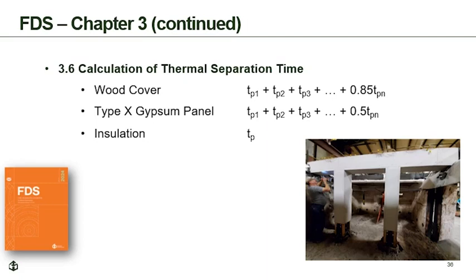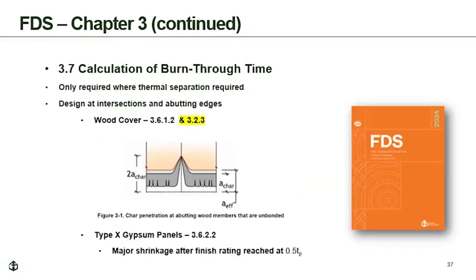Although the same materials can be used for both thermal separation and fire protection, the calculation procedures are different. Both of these concepts play specific roles in fire design of wood members, in design of connection protection, and in design of assemblies. We'll get into that in a little more detail in the next section of today's webinar. Section 3.7 of the FDS clarifies that burn-through detailing is only required where thermal separation is required. This section then references other sections within FDS Section 3.6 for the purpose of thermal separation time calculations.